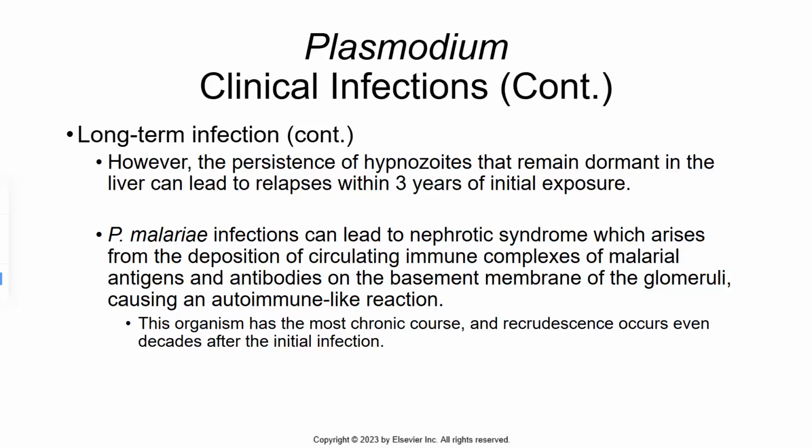P. malariae infections can lead to nephrotic syndrome, which arises from the deposition of circulating immune complexes of malarial antigens and antibodies in the basement membrane of the glomeruli, causing an autoimmune-like reaction. This organism has the most chronic course, and recrudescence occurs decades after the initial infection.